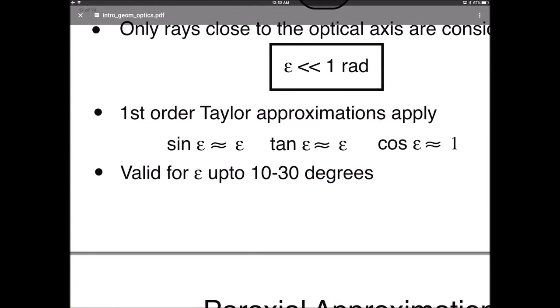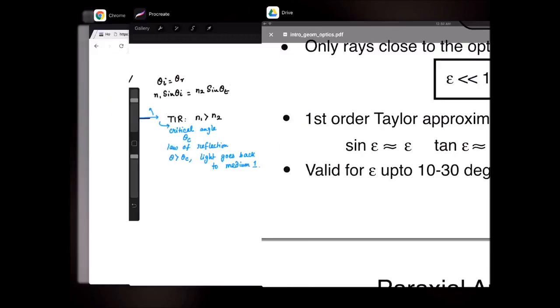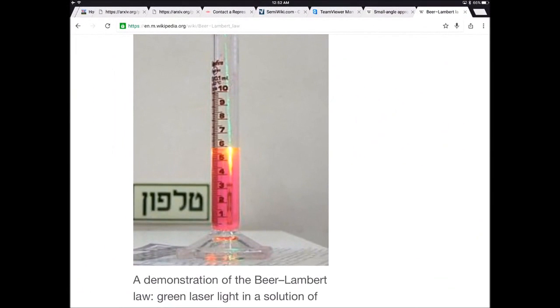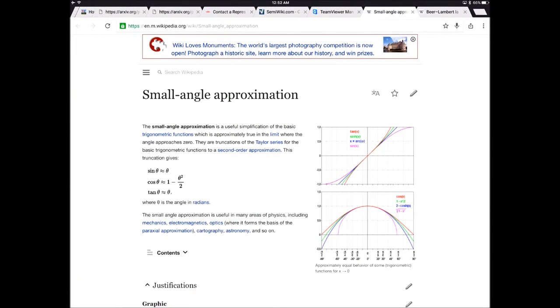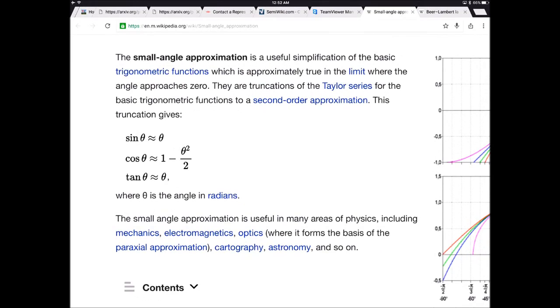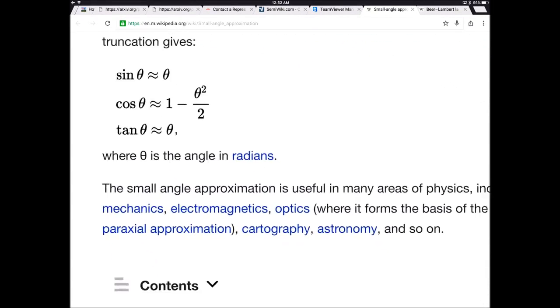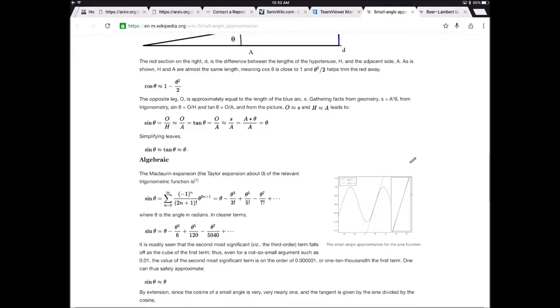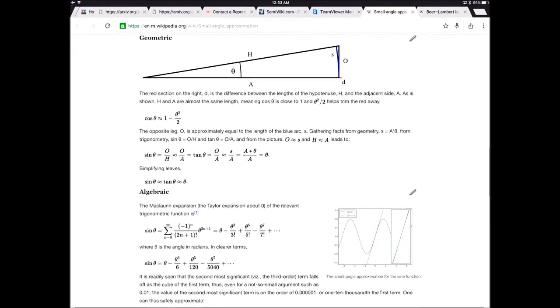So if you want to look into what causes this, we can quickly check the Wikipedia entry on small angle approximation. So that's what I was just talking about, that sine theta becomes theta, tan theta becomes theta, and if you want to, you can go through the Taylor series approximations that are given in these articles.